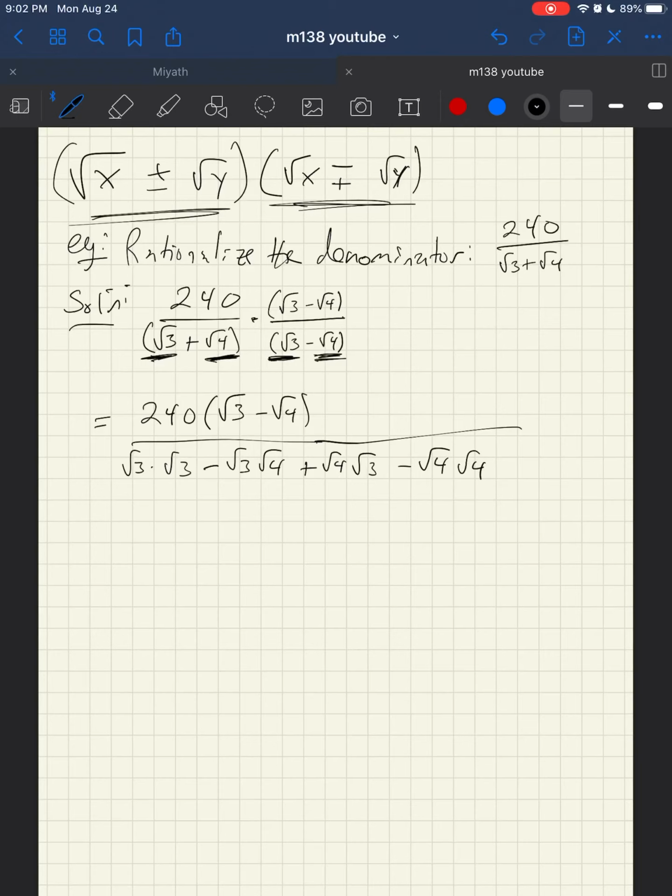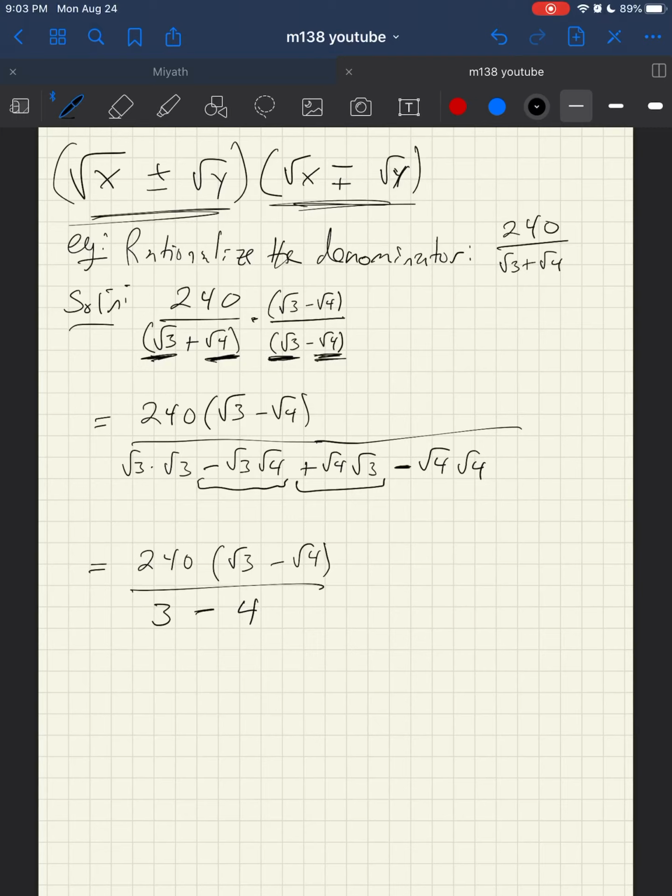Now I know I could take the square root of 4 here, but I'm intentionally not doing that because I don't actually care what the square root of 4 is for this particular step. The big thing to notice is that this and this will cancel each other out. The square root of 3 times the square root of 4 is the same as the square root of 4 times the square root of 3. So I'm subtracting the same amount that I'm adding in, and those go away. Now I'm going to simplify. I have 240 times the square root of 3 minus the square root of 4 over, well, square root of 3 times the square root of 3 is 3. Square root of 4 times the square root of 4 is 4. So I've got 3. Those canceled out, but I can't forget about this minus sign.